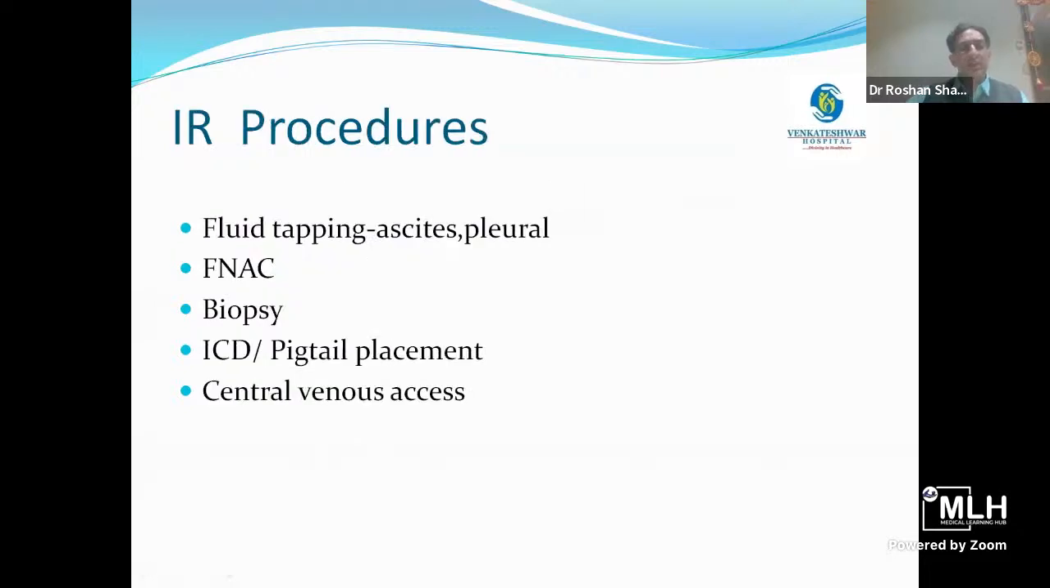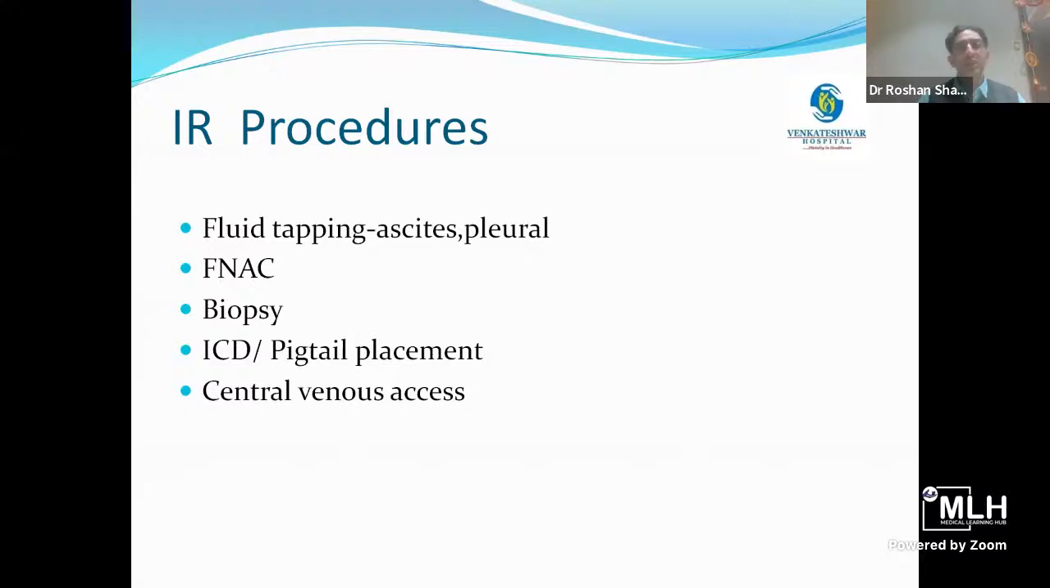So as sir has told, he has given the brief classification of hematological diseases. So I'll not go into detail on that. I am straight away coming to the IR procedures we generally perform in our day-to-day setting. First, coming to fluid tapping: it can be either ascitic tapping or pleural tapping.